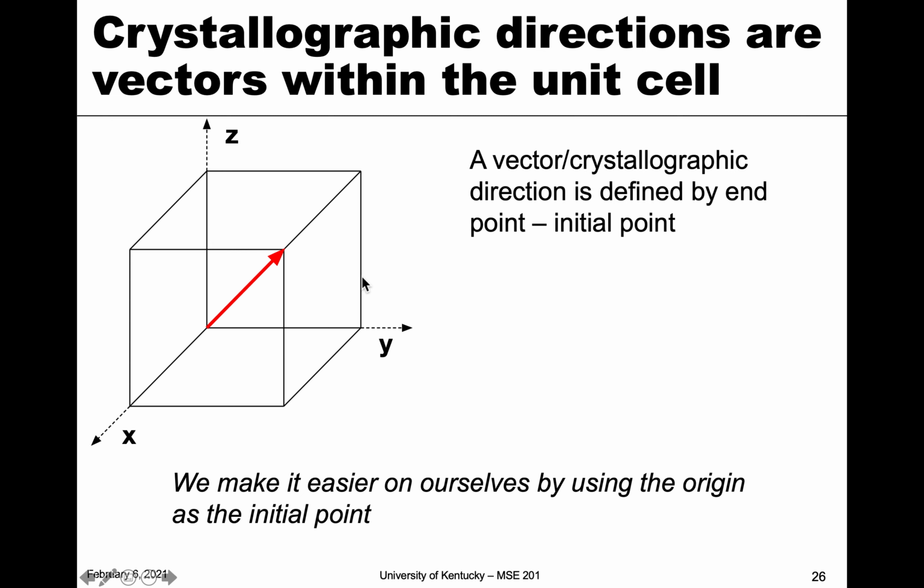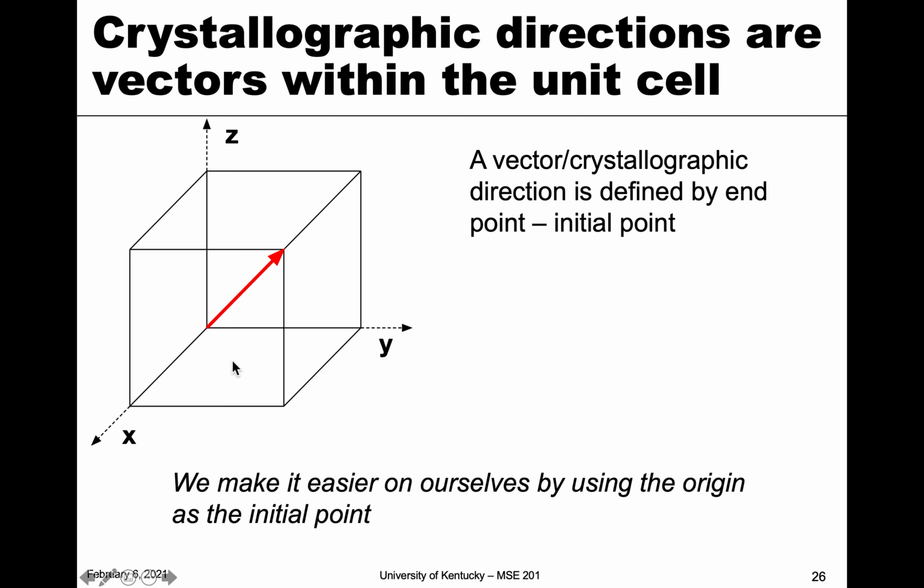And so this vector, like a vector in your Cartesian coordinates, is defined by the endpoint minus the initial point. Right? So we define it based on points. And so that's why we need to do the crystallographic points first. And so we do it that way.